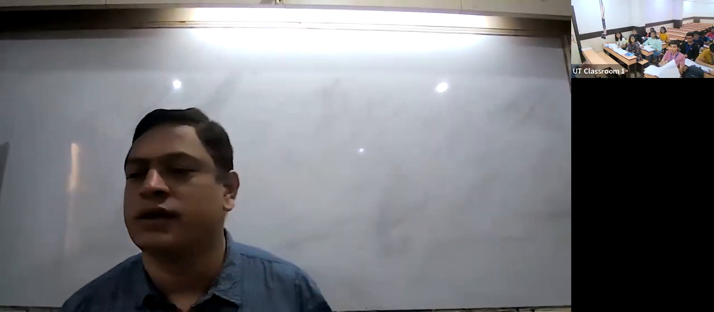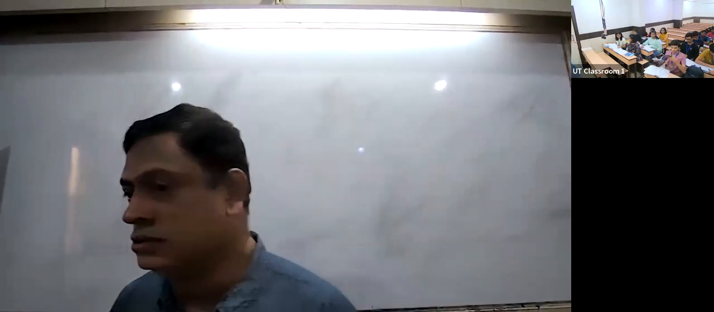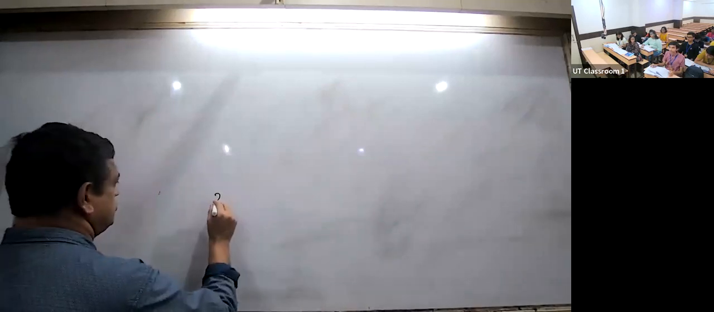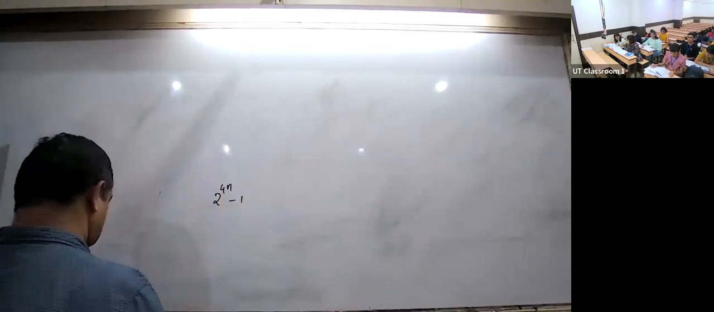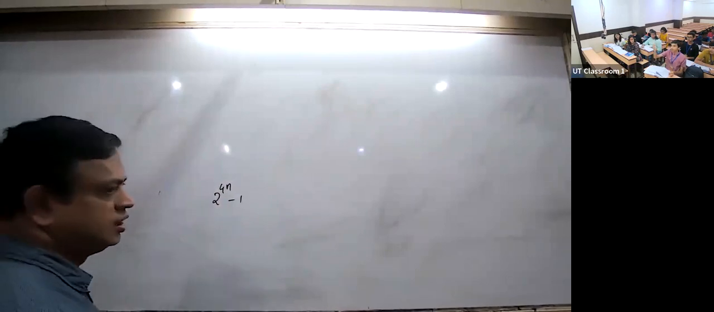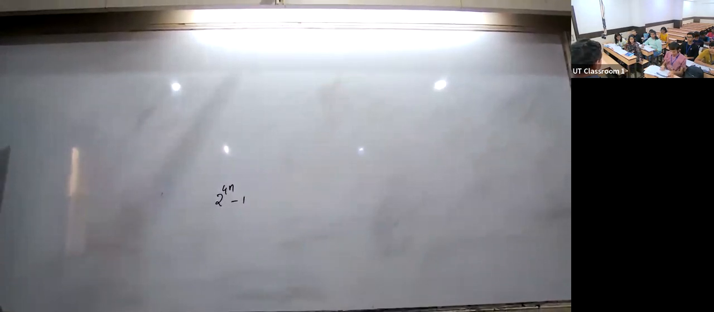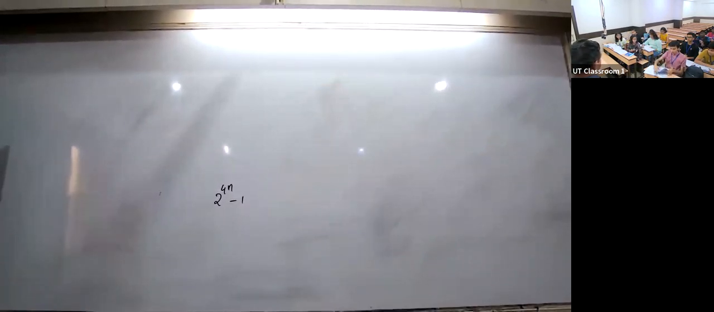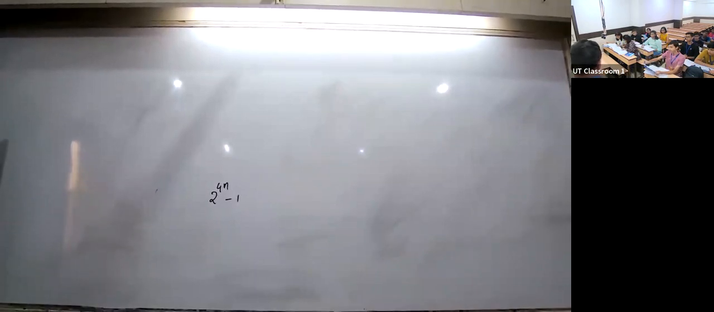Okay, yes, read the question. Prove that 2 raised to 4n minus 1 is divisible by 15. How will it be divisible by 15? That's a printing mistake. From where did you get it? This is a previous board question.